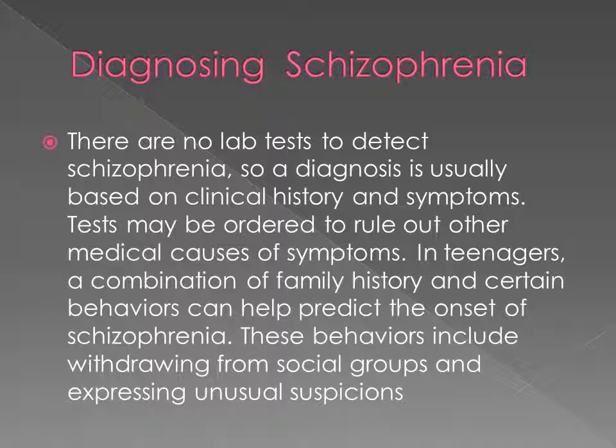Diagnosing schizophrenia. There are no lab tests to detect schizophrenia, so a diagnosis is usually based on clinical history and symptoms. In teenagers, a combination of family history and certain behaviors can help predict the onset of schizophrenia. These behaviors include withdrawing from social groups and expressing unusual suspicion.